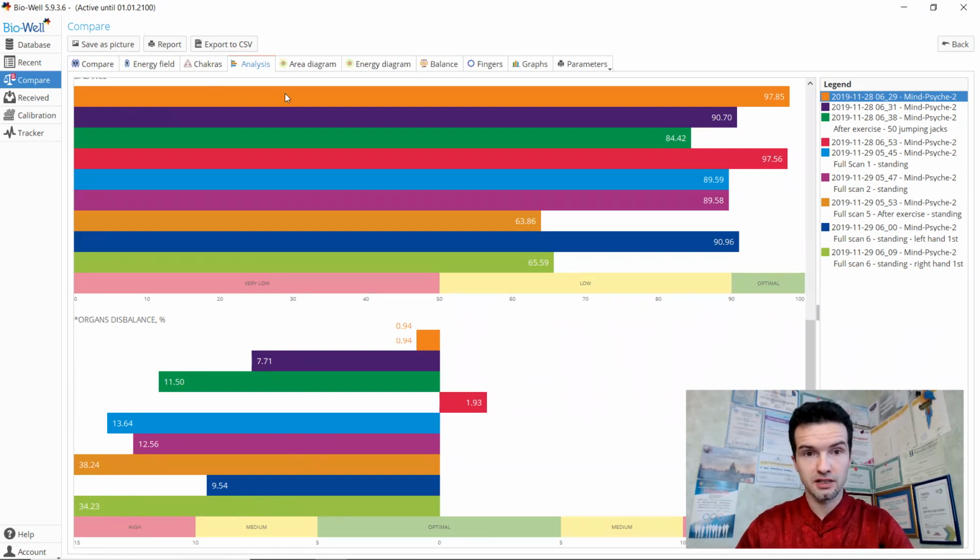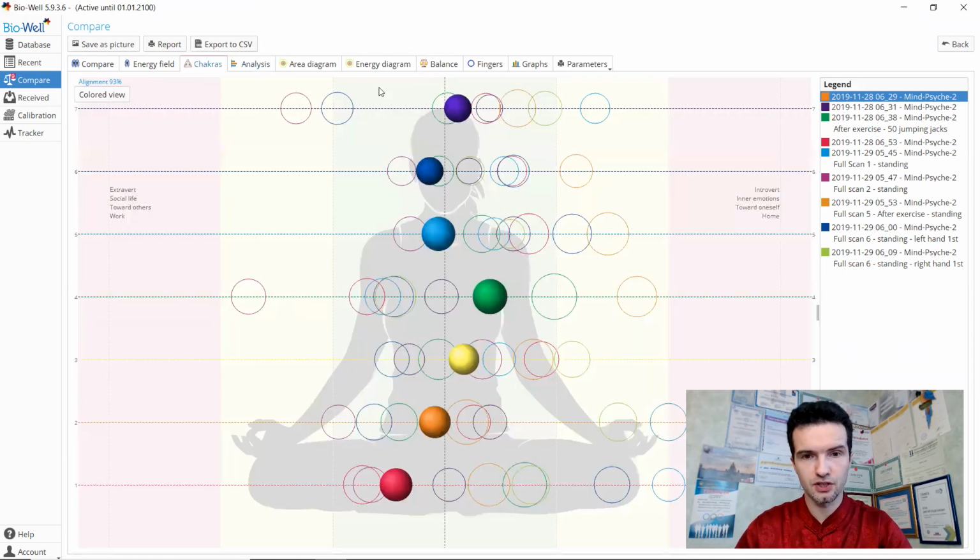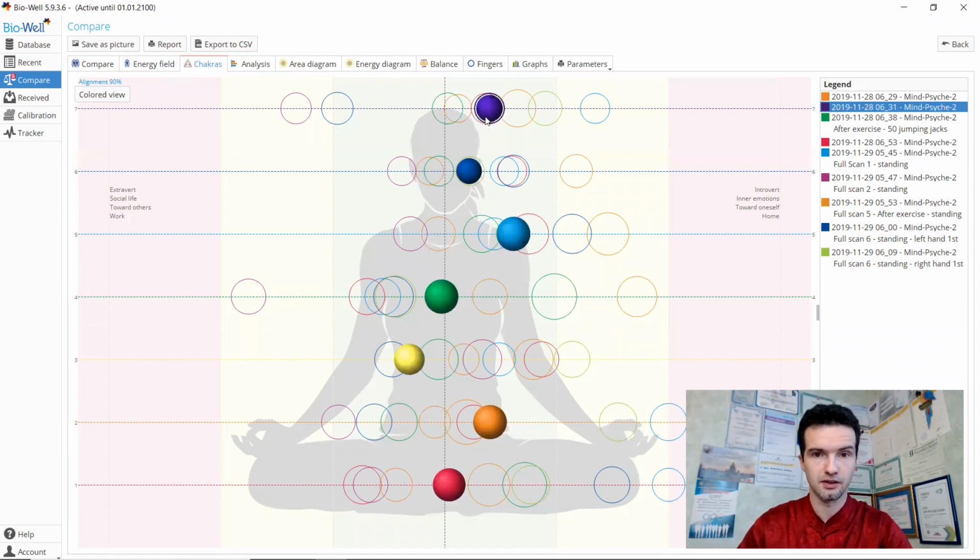So what's there? If we go to the chakras, we will see that the first 2 scans were looking pretty good. They were in the green zone and the alignment was pretty high, 93 and 90. But my approach is to scan as many times as possible, and usually the minimum number of scans that I make through the consultation is 4: 2 times before doing exercises, then 1 scan right after exercises, and then 10 minutes later. So overall 4 scans are the minimum that I get.